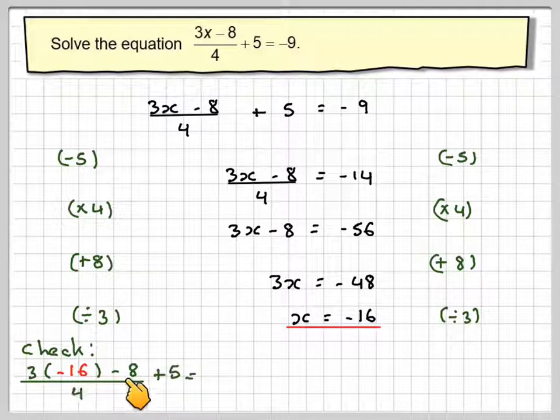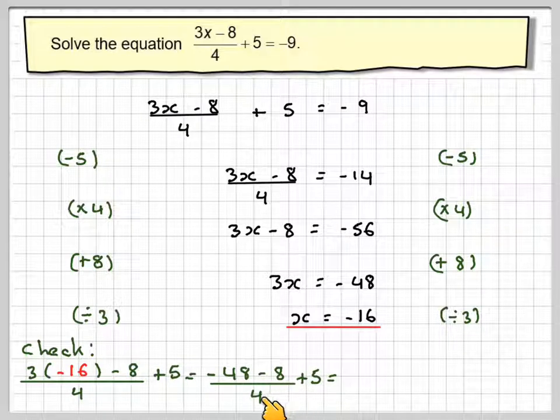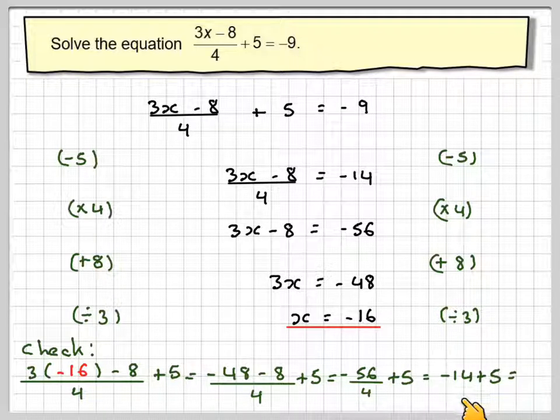So it's (3 times -16 - 8)/4 + 5. That becomes (-48 - 8)/4 + 5. -48 - 8 is going to give me -56 over 4 + 5. And then -56 divided by 4 will give me -14, plus 5, which will give me 9, which is -9, sorry, which is the correct thing that I was going to expect with this equation.